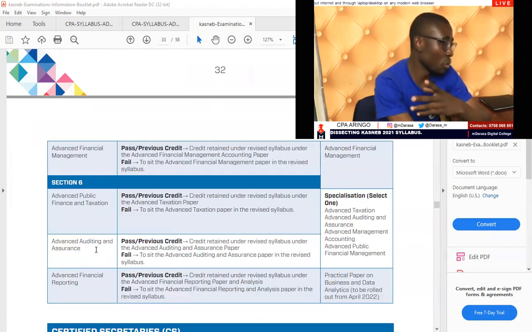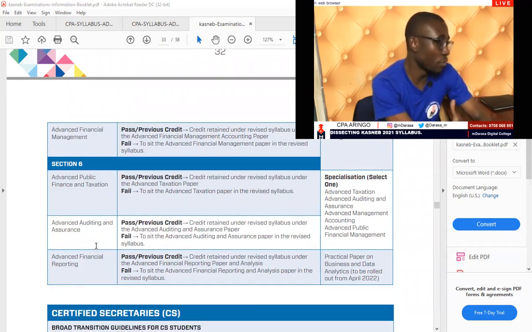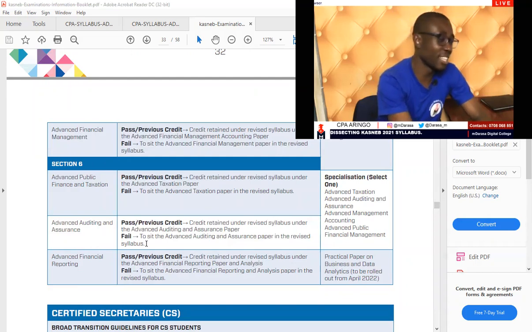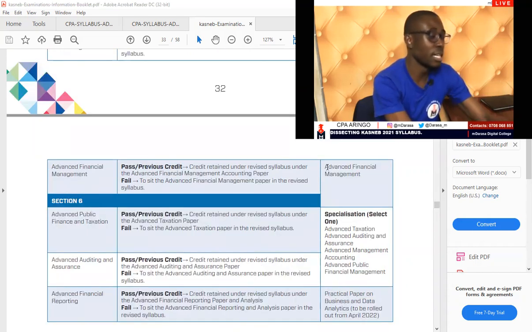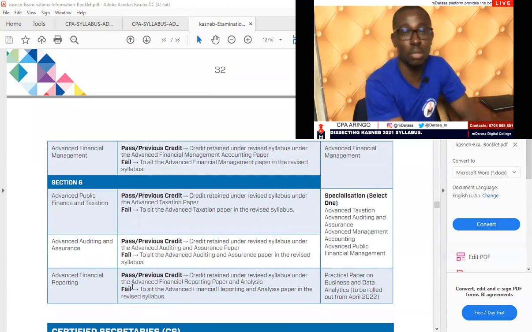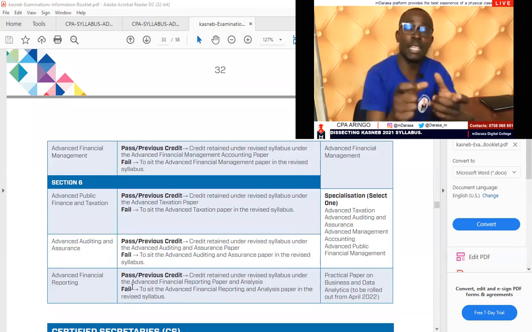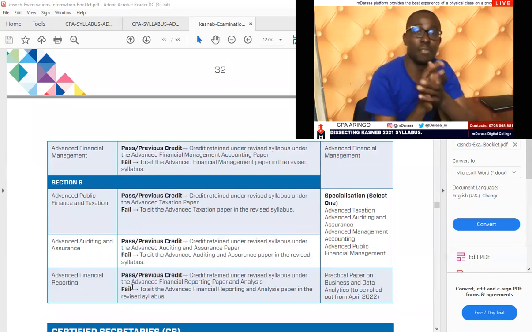Now, the same case will happen with auditing. If you fail auditing, you're going to redo audit under the revised syllabus. In the event that you had passed, you're going to maintain your credit. That will be very good for you. Then at this point, advanced financial reporting. Right now, you can understand that advanced financial reporting has been taken under some of the compulsory bit on top here, right? So if you had failed advanced financial reporting, you're going to do the same paper, but you're going to do it under the revised syllabus.